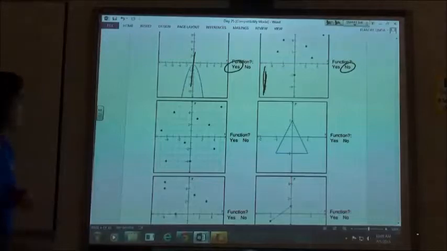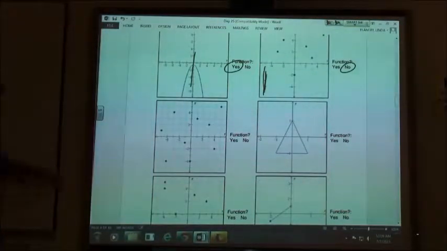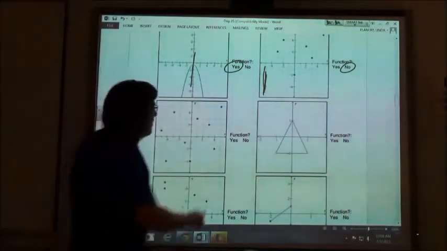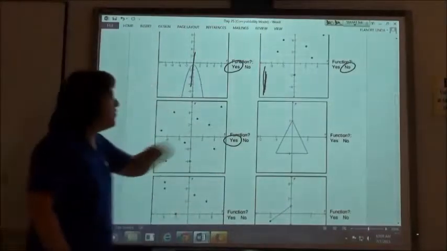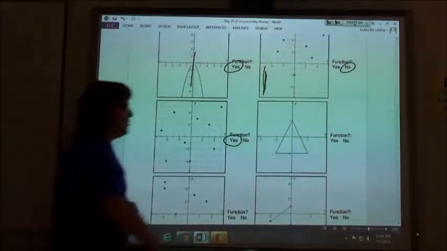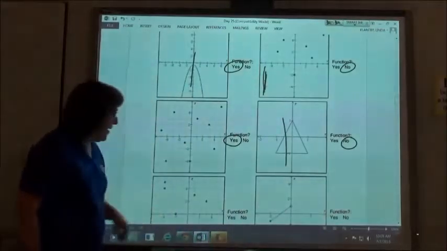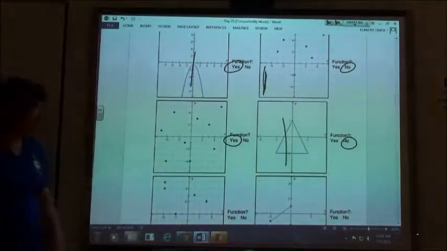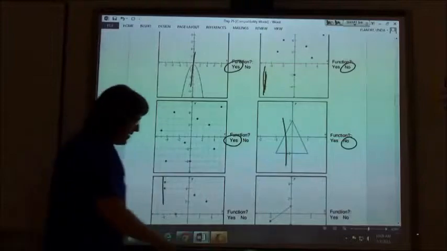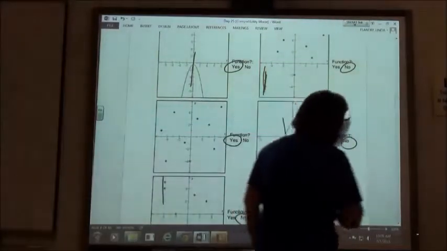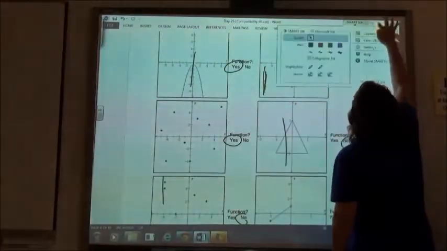The third one, that one looks okay, nothing's overlapping if I draw a vertical line. The fourth one, no, if I draw my line, I hit it twice. The next one, no, if I drew my line here, I'd hit that twice. I'm going to move this one up because I can't quite see the last one.